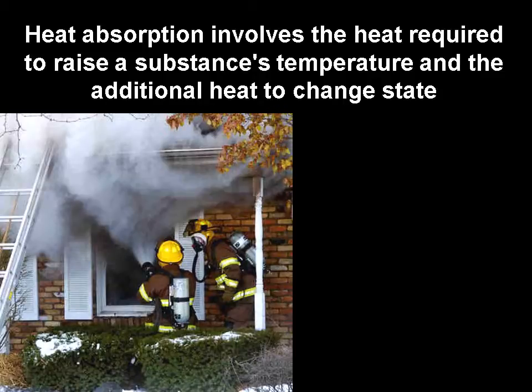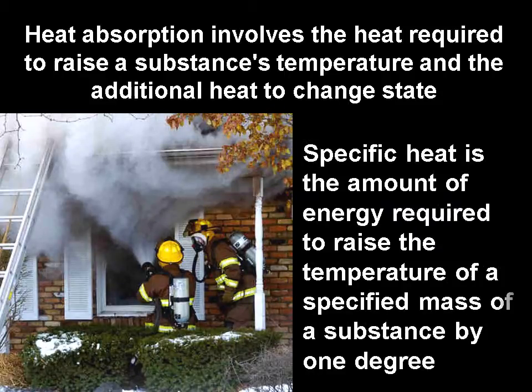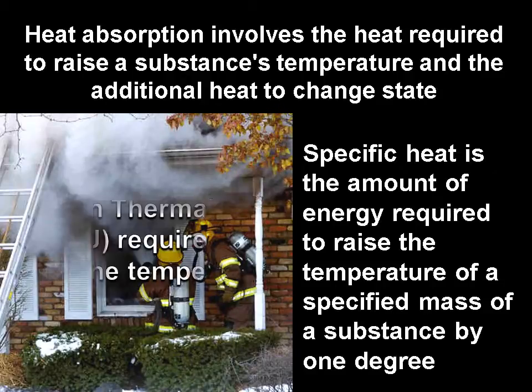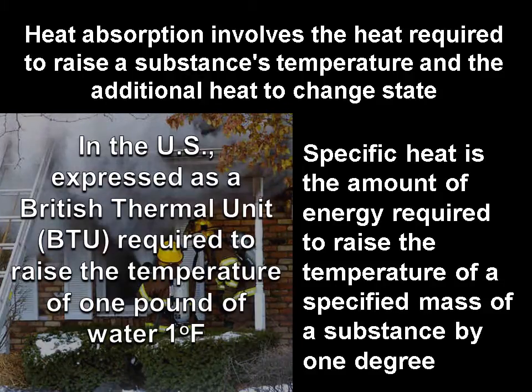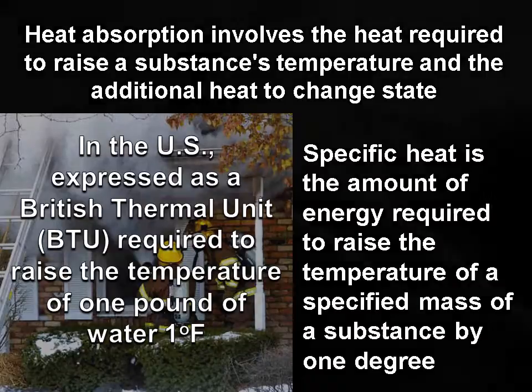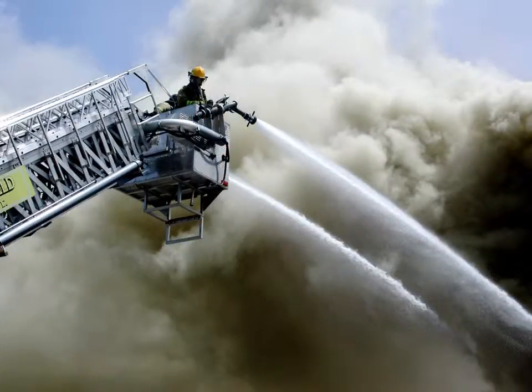Heat absorption involves the heat required to raise a substance's temperature and the additional heat to change its state. The specific heat is the amount of energy required to raise the temperature of a specific mass of a substance by 1 degree. In the U.S., we express this as a British thermal unit, the heat required to raise the temperature of 1 pound of water 1 degree Fahrenheit. In the standard international system, units are in joules per kilogram per Kelvin, but we'll stick with the U.S. version.